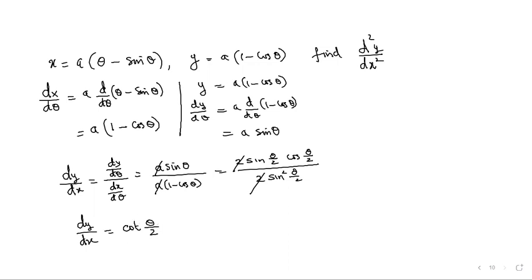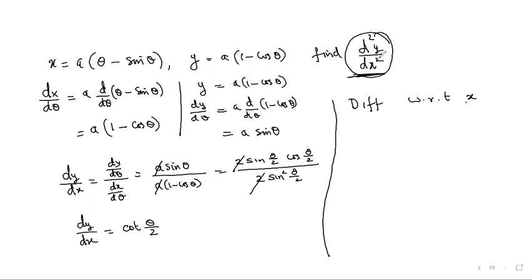And this is quite easy to differentiate. So I have to differentiate this again with respect to x now. Why should I differentiate with respect to x? Because we want d square y by dx square. So dy by dx has to be differentiated again with respect to x, then only I will get this. So d by dx of dy by dx is d by dx of cot theta by 2. So the left hand side became d square y by dx square.